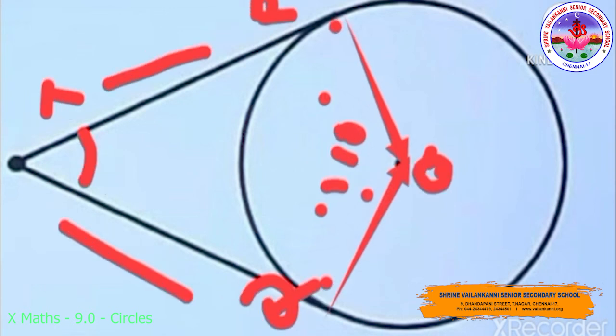Since POQT is a quadrilateral, I am going to use the angle sum property. By theorem 10.1, we know that the tangent drawn to a circle is perpendicular to the radius through the point of contact. So we get angle P is equal to 90 degree. Similarly, when considering tangent TQ, angle Q is equal to 90 degree and angle POQ is equal to 110. Therefore, the fourth angle can be found out by using the angle sum property of the quadrilateral.